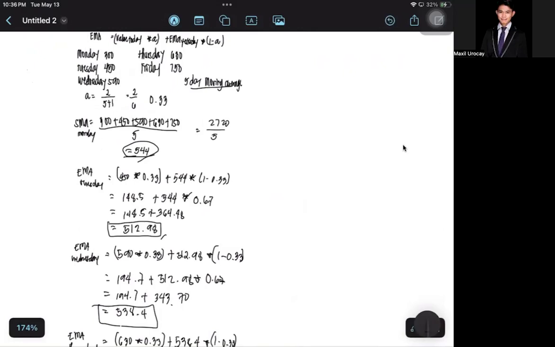Now that's the end of this exponential moving average. I hope that is really clear for everybody. And I'll be going to discuss another average model in the next video then.